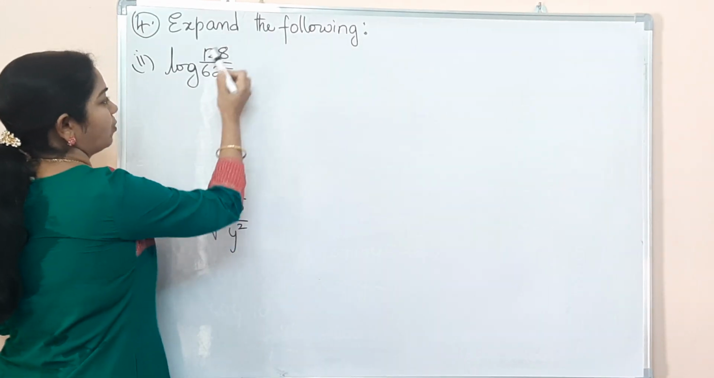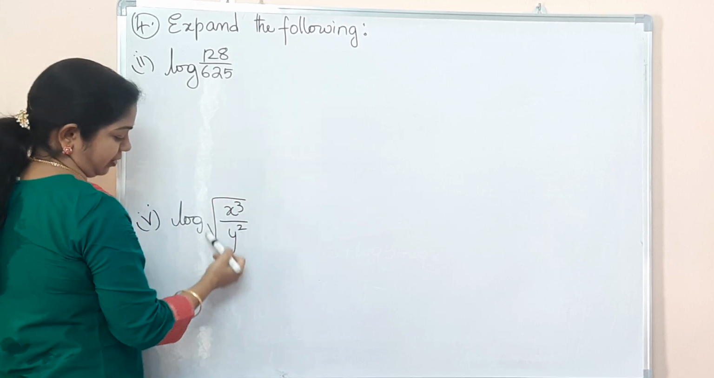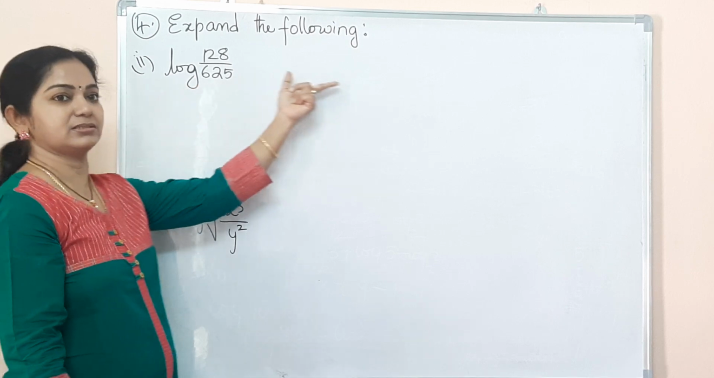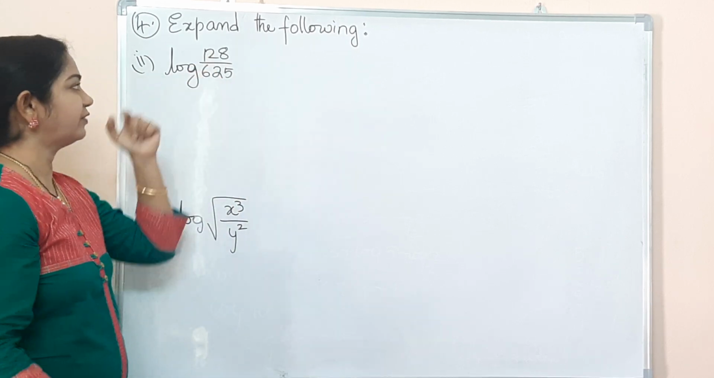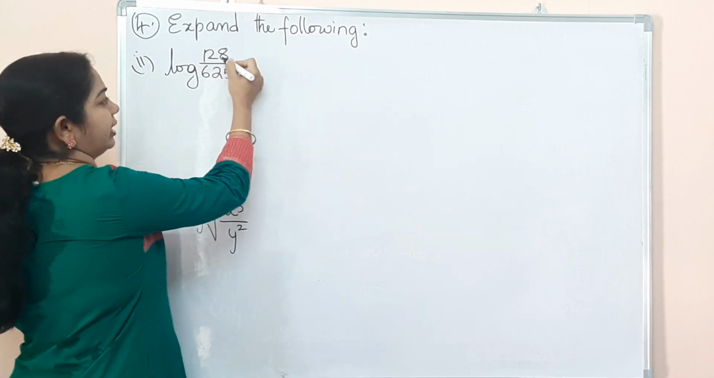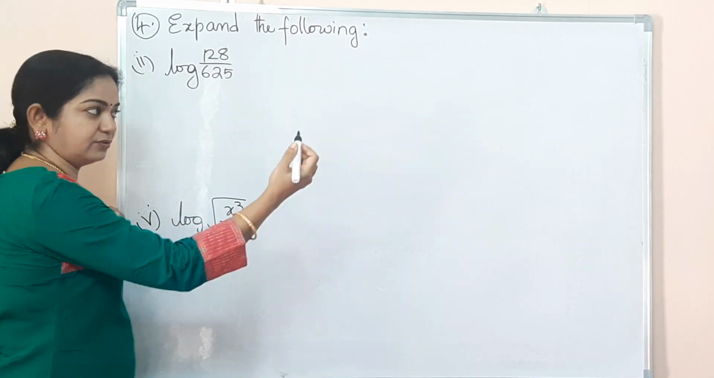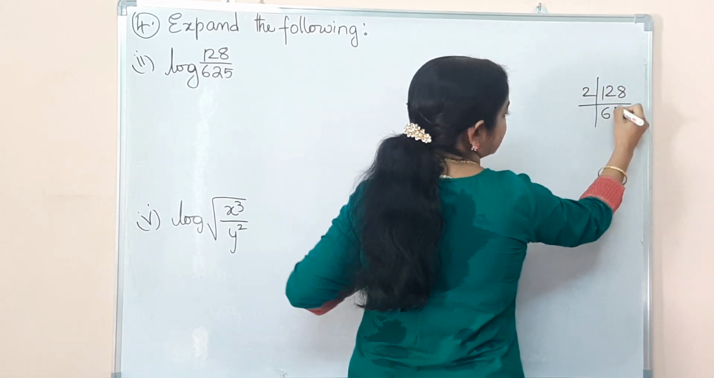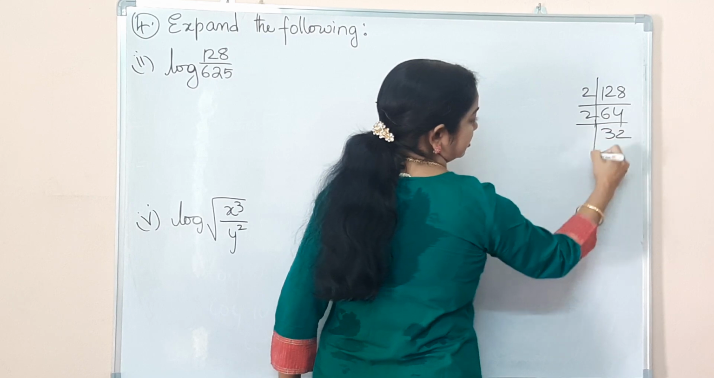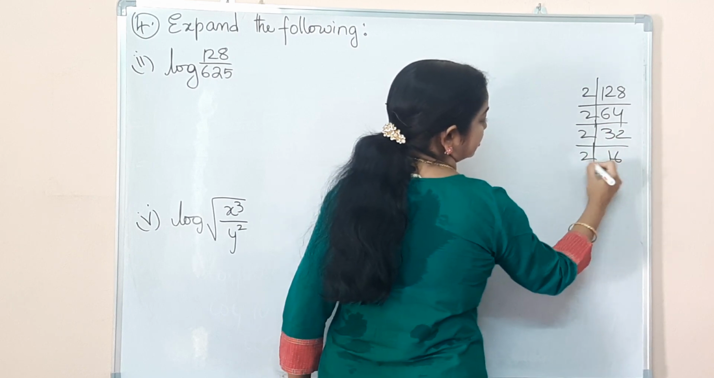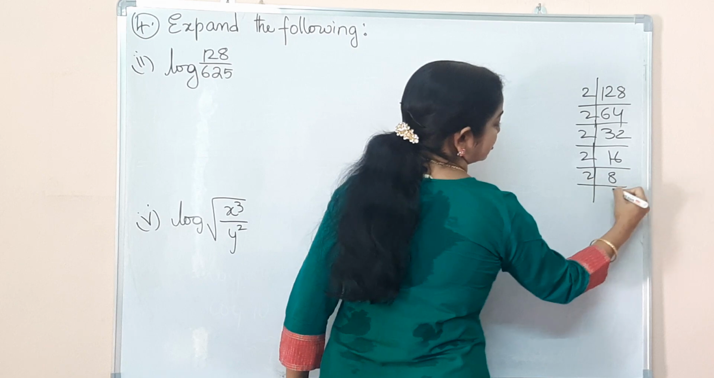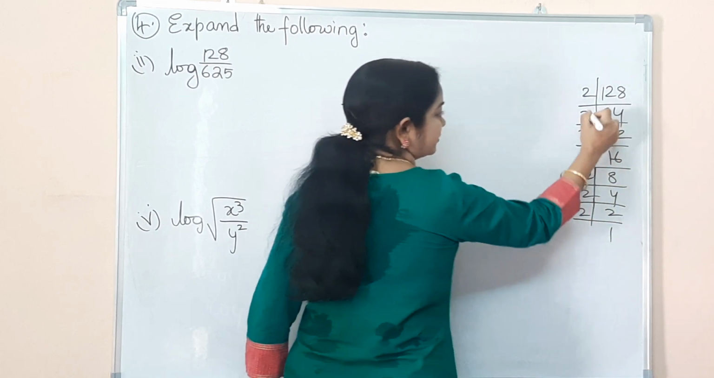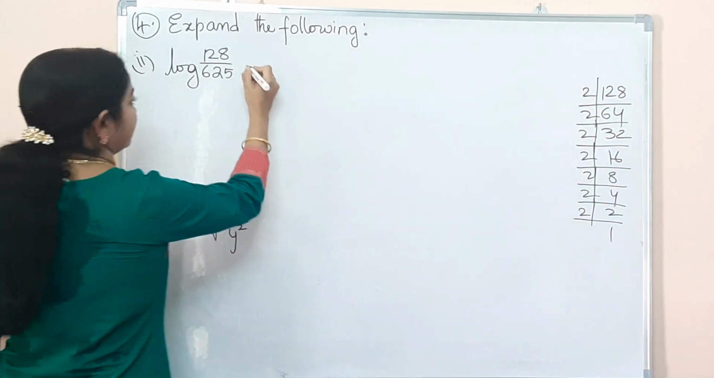Expand the following: log of 128 by 625, and log of the square root of x cube by y square. Here we have to expand this logarithm. Before that we will find the factors here. We know 128 is 2 raised to the power 7. If you factorize, you get 2, 64, 2, 32, 2, 16, 2, 8, 2, 4, 2, 2, 2, 1. Count them: 1, 2, 3, 4, 5, 6, 7. So 2 raised to the power of 7.